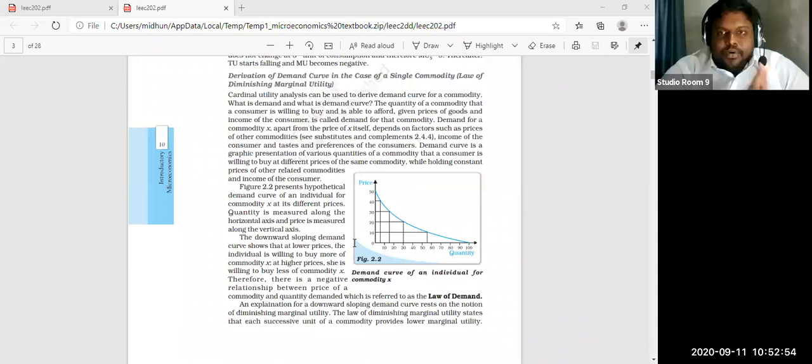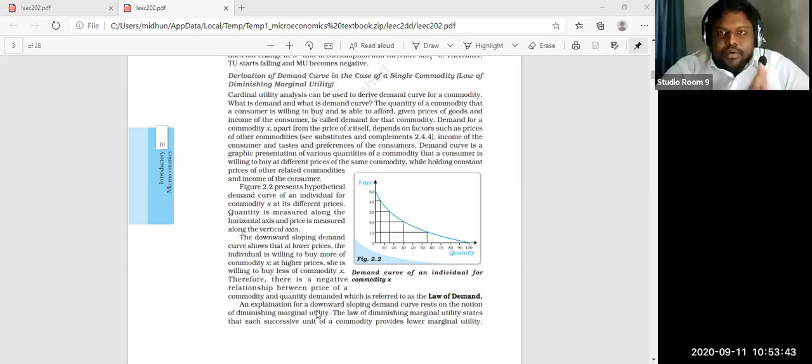Here, figure 2.2 presents a hypothetical demand curve of an individual for commodity X at its different prices. Quantity is measured along the horizontal axis and price is measured on the vertical axis. The downward curve shows that at lower prices, the individual is willing to buy more of commodity X. At higher prices, she is willing to buy less. Here she means the consumer. So when price increases, the consumer purchases smaller quantities of that commodity X.